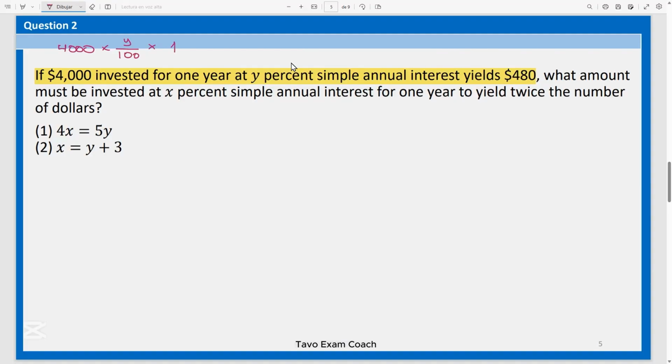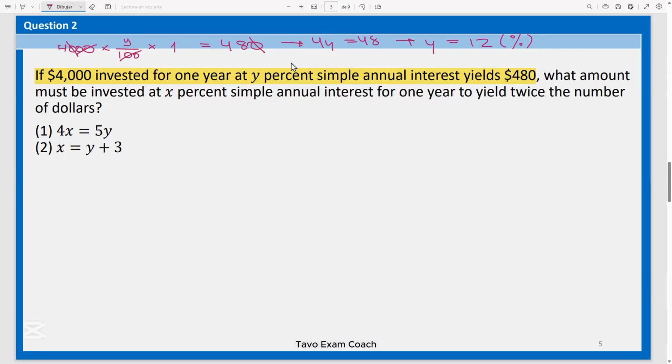This product means the interest earned, which is 480. So from this equation, I can reduce the value of Y. So 4 times Y equals 48. Y then is 12%. Okay, this is interesting.